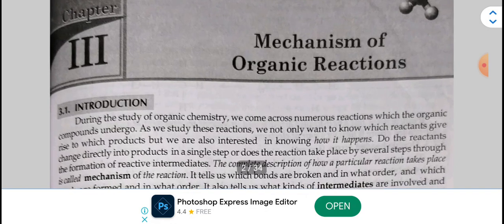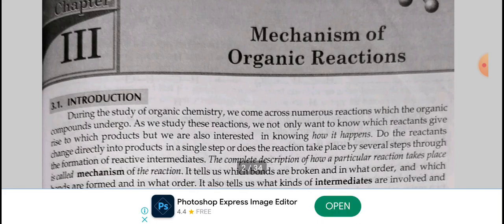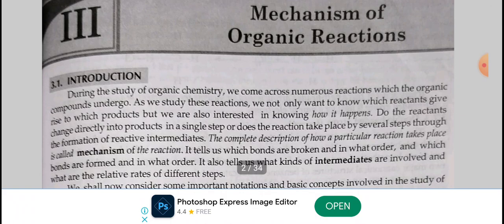Introduction. During the study of organic chemistry, we come across numerous reactions which organic compounds undergo. As we study these reactions, we not only want to know which reactant gives rise to which product, but we are also interested in knowing how it happens. Do the reactants change directly into products in a single step, or does the reaction take place in several steps through the formation of reaction intermediates?